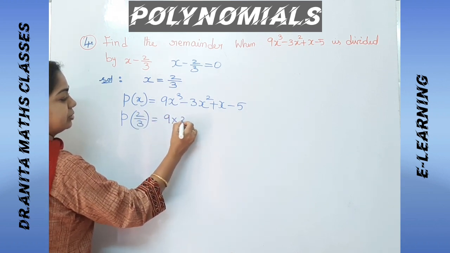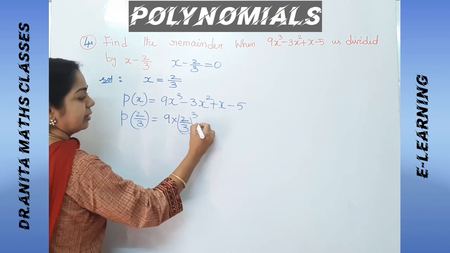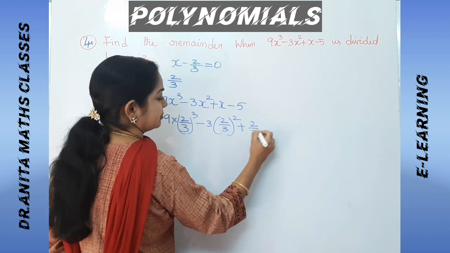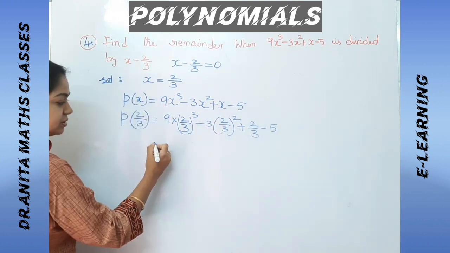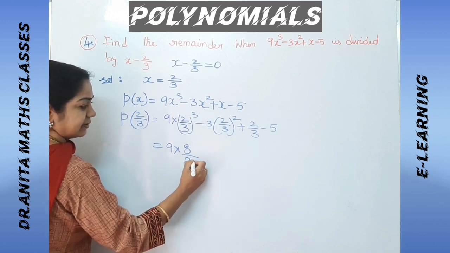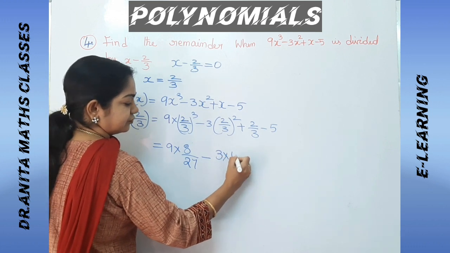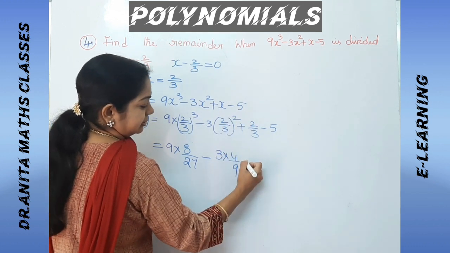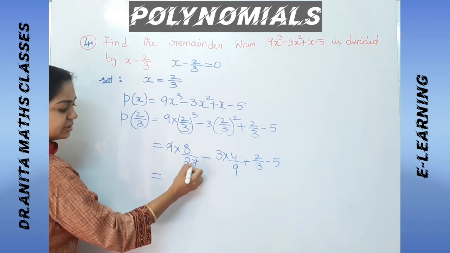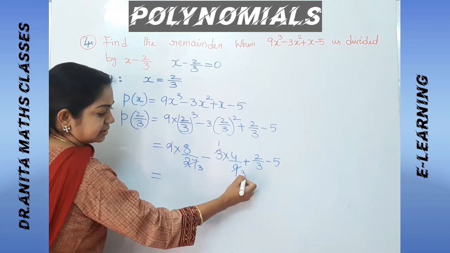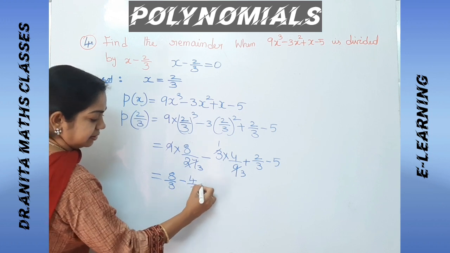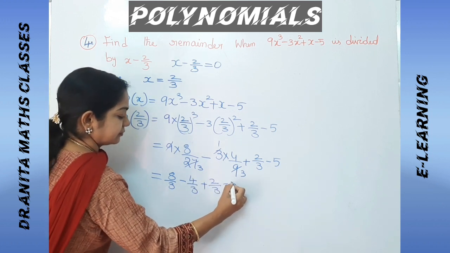So 9 into (2 by 3) whole cube minus 3 into (2 by 3) whole square plus 2 by 3 minus 5. In place of x, I have substituted 2 by 3. So 9 into 2 cube, that is 8, 3 cube is 27. So 3 into 4 by 9, squaring 2 by 3, minus 5. We can cancel 9 and 9, 3 and 3. So here 8 by 3 minus 4 by 3 plus 2 by 3 minus 5.